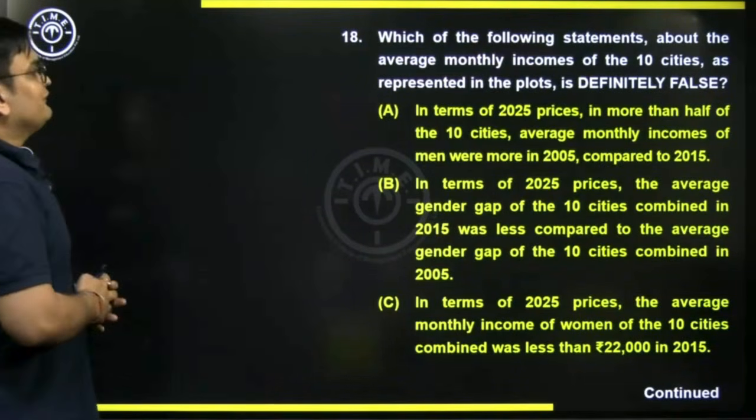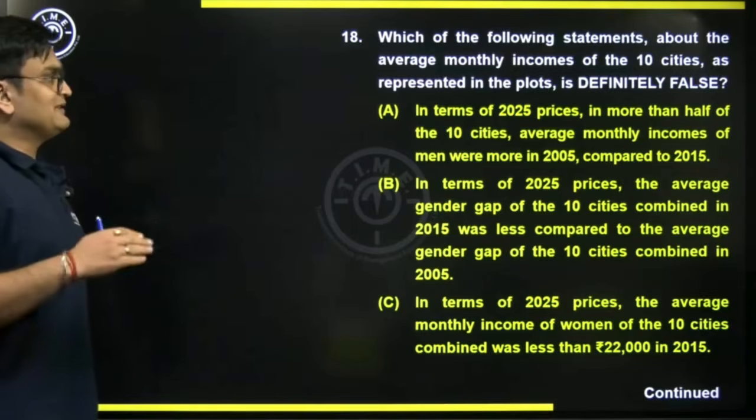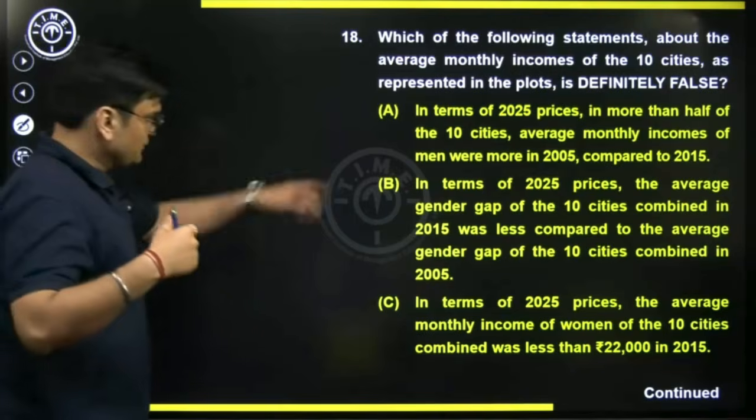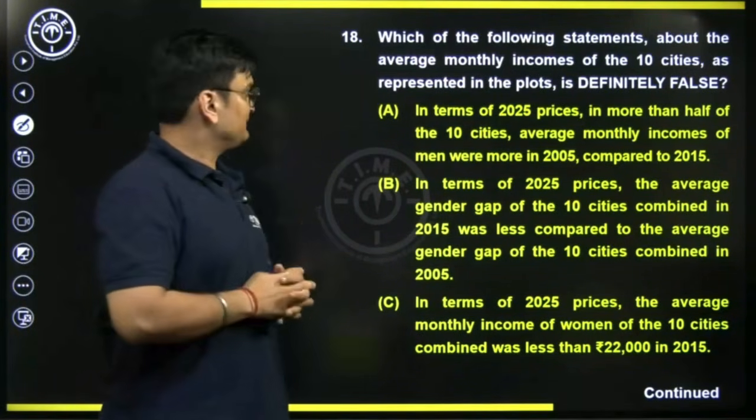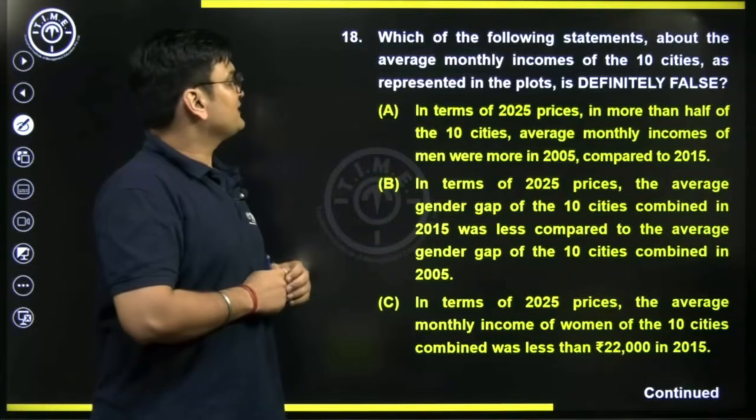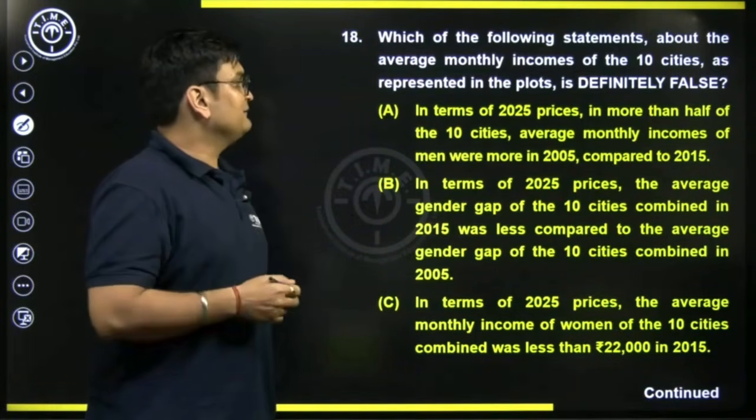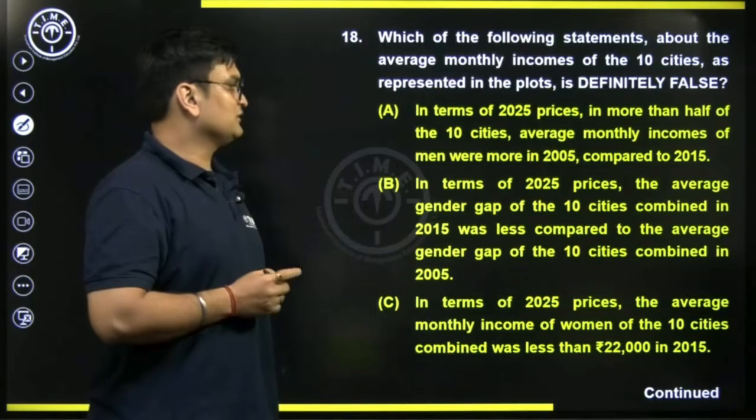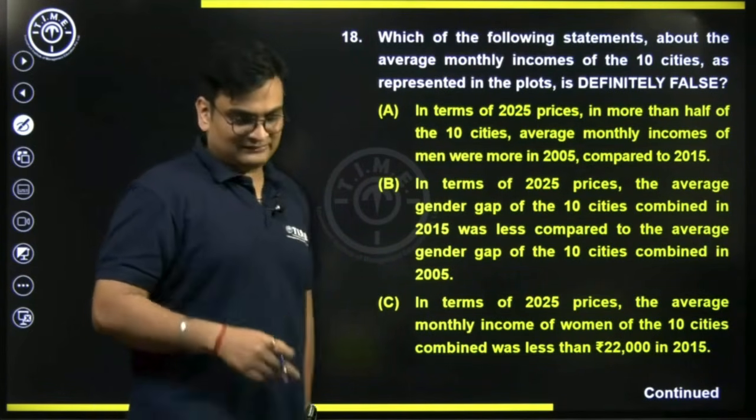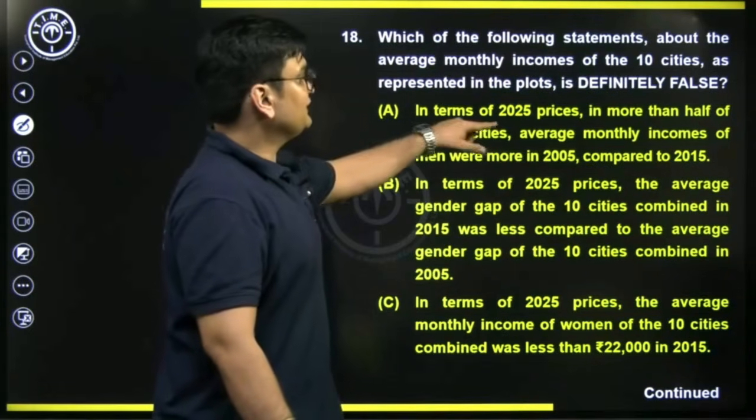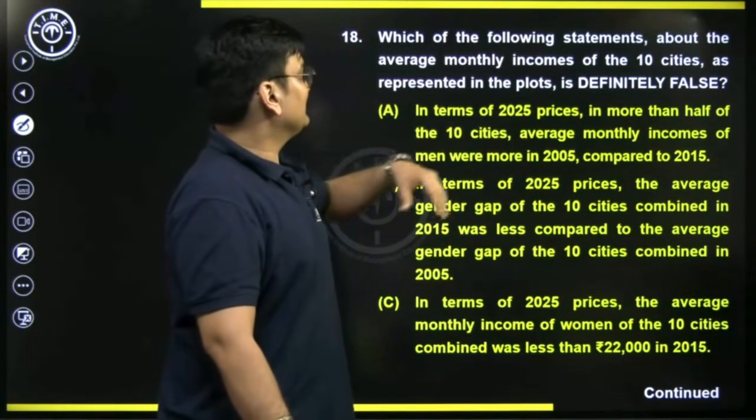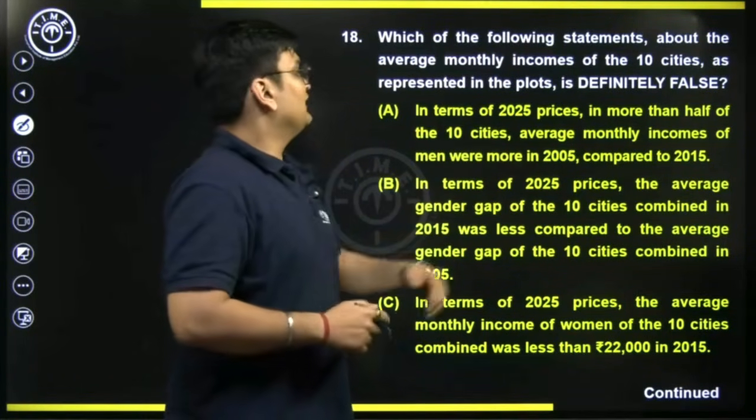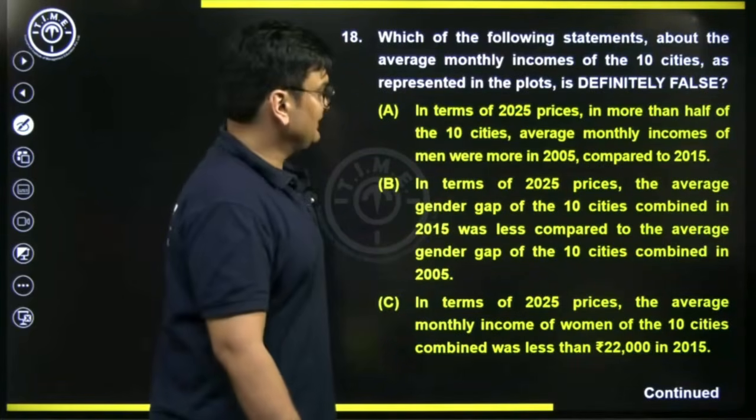Next one. Which of the following statements about the average monthly incomes of the 10 cities as represented in the plots is definitely false? So we want an option choice which is always untrue, false. Let's go through the options. Option choice A, in terms of 2025 prices, in more than half of 10 cities, average monthly income of men were more in 2005 when compared to 2015. Let's check, is it false? More than half of the 10 cities would mean at least 6 cities, average monthly income of men were more in 2005 as compared to 2015.